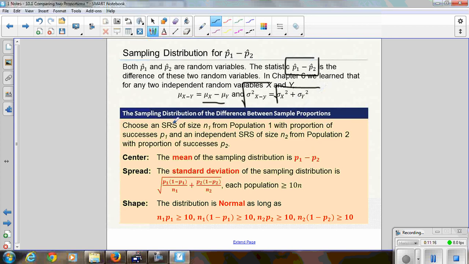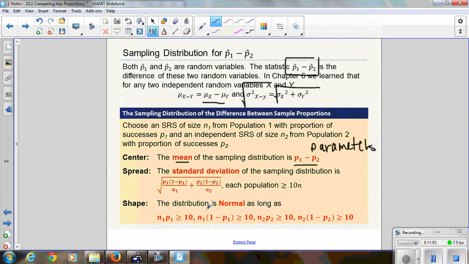So if we're choosing a simple random sample of size n sub 1 from population 1, with a proportion of successes p1, and independently choose another simple random sample from another population, we'll use the subscript 2 here, then the proportion of successes would be p sub 2. So the center of the distribution of the differences, the mean, as you can expect, I'm just going to subtract the two proportions, and this is going to be the parameters. I'm subtracting the parameters. And if we're dealing with a significance test, then I'm assuming things are true.